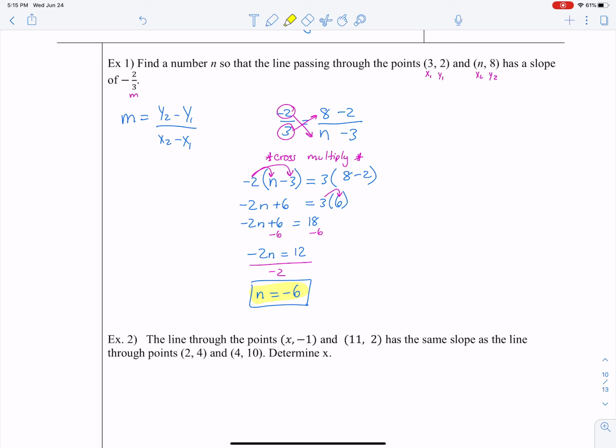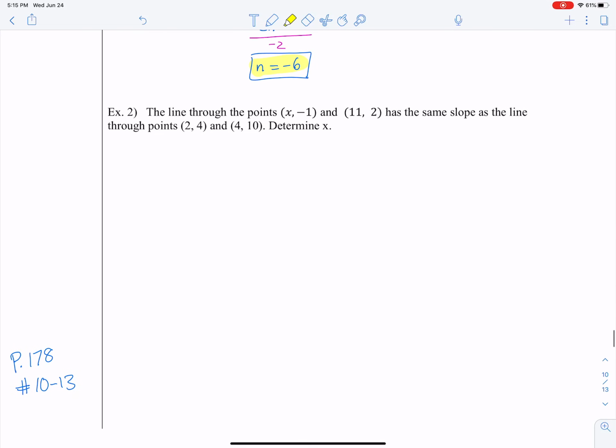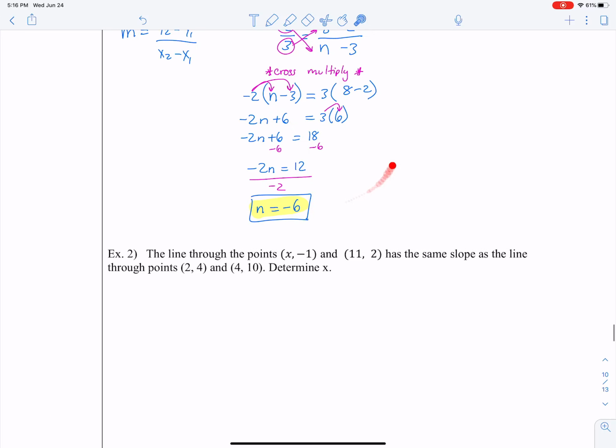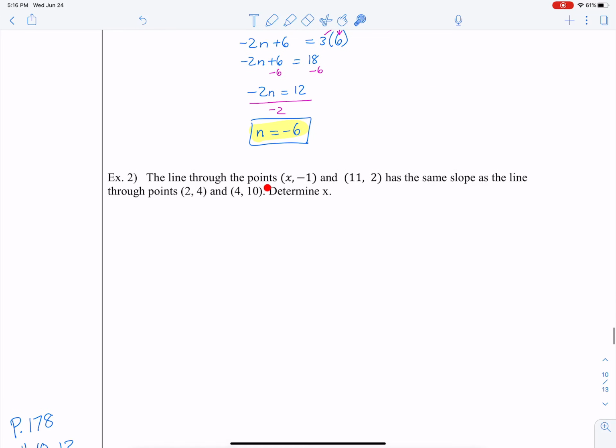Okay? We'll do another example. The line through points (x, -1) and (11, 2) has the same slope as the line through points (2, 4) and (4, 10). Determine x. So for this question, they're not giving us a slope. They're saying, do the same thing as before, but instead of giving you a slope, we're going to give you points like this, and you have to find the slope.